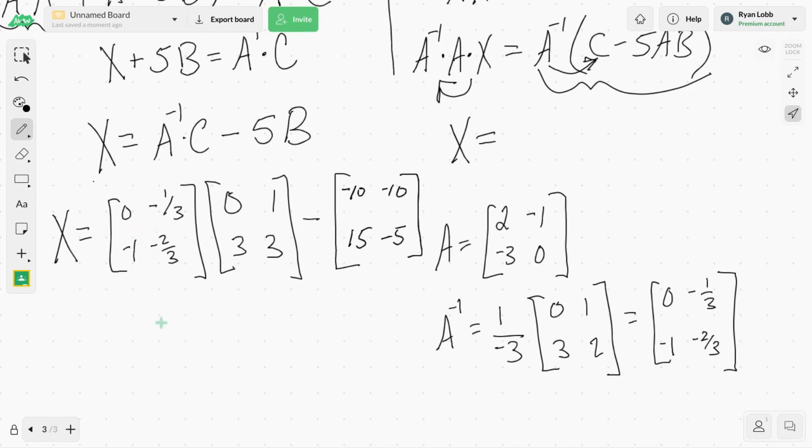Now I multiply these two. We're going to have a 2 by 2 times a 2 by 2 is another 2 by 2. 0 times 0, -1/3 times 3, -1. 0 times 1, -1/3 times 3, -1. Then I go down to the next row. -1 times 0, -2/3 times 3. -1 times -1 is -1. -2/3 times 3 is -2. That's a -3, minus.